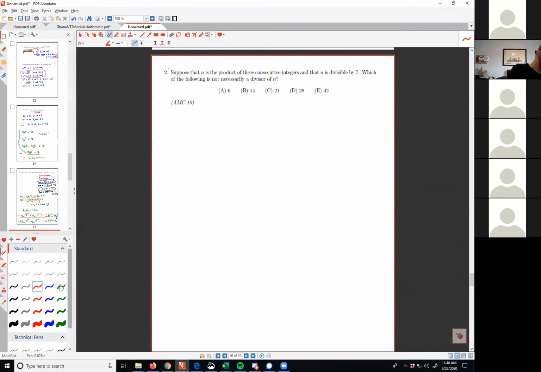Okay, let's list everything that we know about n. Well, what do we know about the product of 3 consecutive integers? It's factorial. I'm going to let you all play with this for a moment. Try some different values of k.